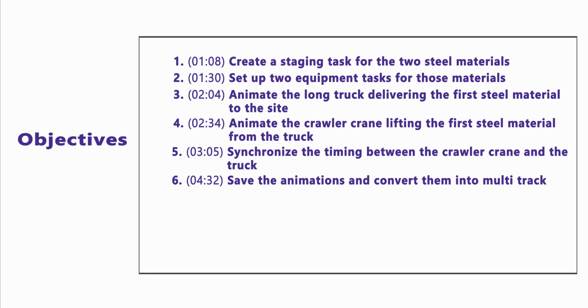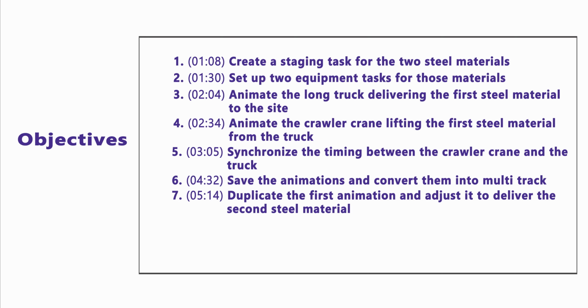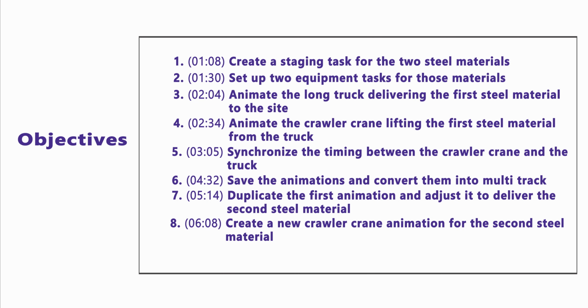Save the animations and convert them into multi-track format. Duplicate the first animation and adjust it to deliver the second steel material. Create a new crawler crane animation for the second steel material. Finally, add the animations to the 2 equipment tasks.